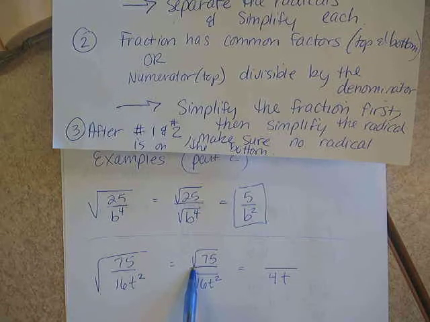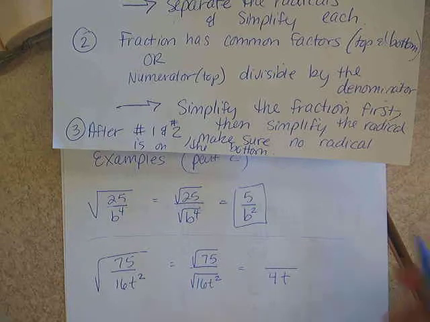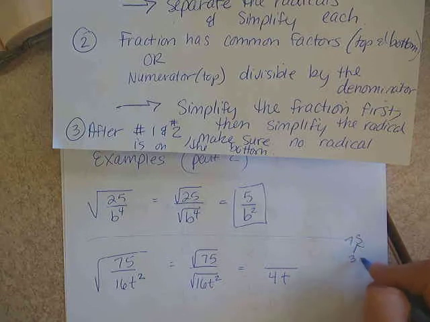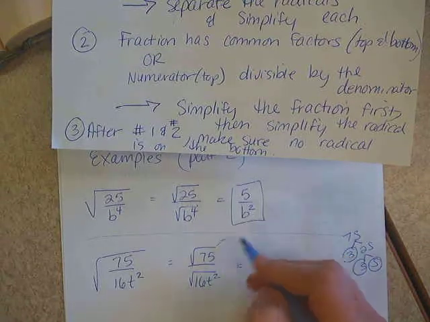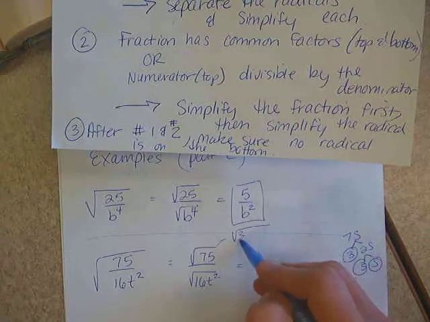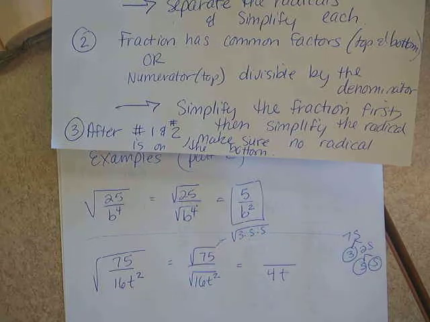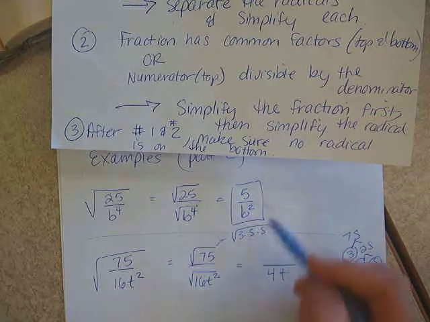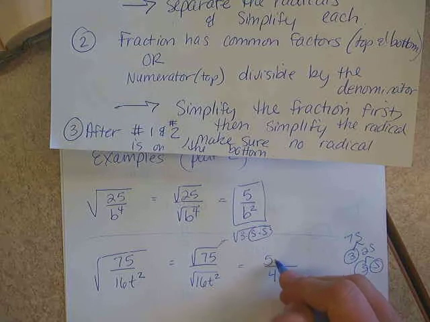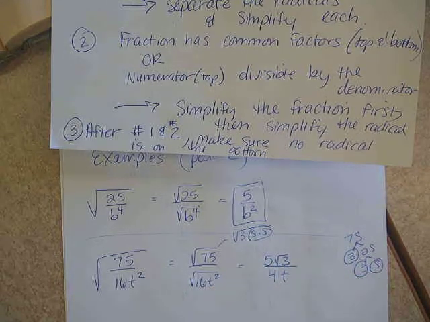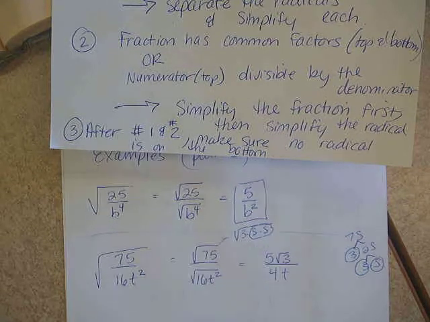The one on the top, 75, is not a perfect square, but there is a perfect square in there, right? 75 is 3 times 25, and 5 times 5. So inside you have 3, 5, and 5. That pair of 5s has to come out. So what would that give me? 5 radical 3.